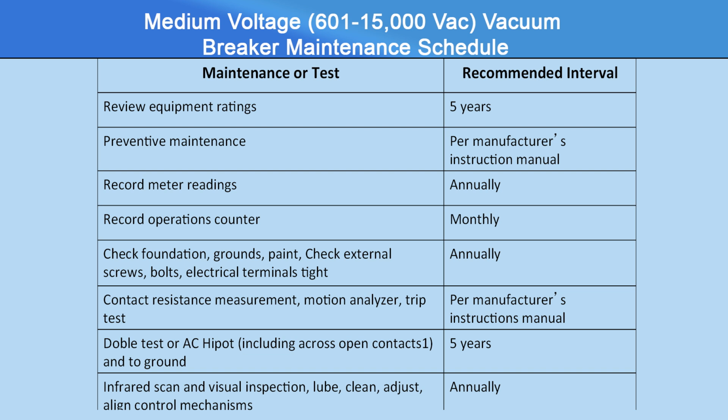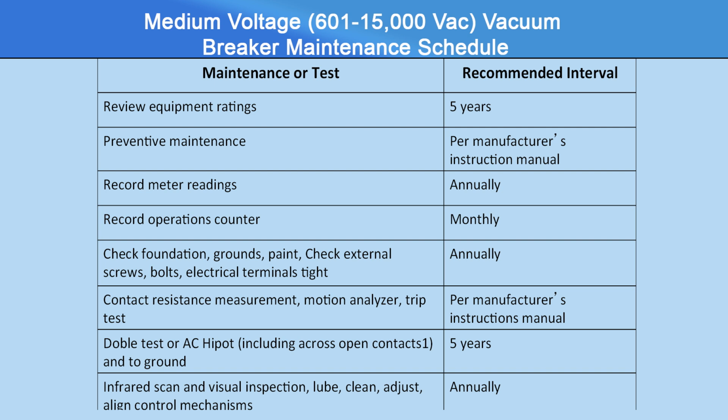Next is preventive maintenance as per the manufacturer's instruction manual. Next is record meter readings, which is performed annually. Next is record operations counter, which is performed monthly. Next is to check foundation, grounds, paint, check external screws, bolts, electrical terminals, etc. This is performed annually. Next is contact resistance measurement, motion analyzer, trip test, etc. This is performed as per manufacturer's instruction manuals.